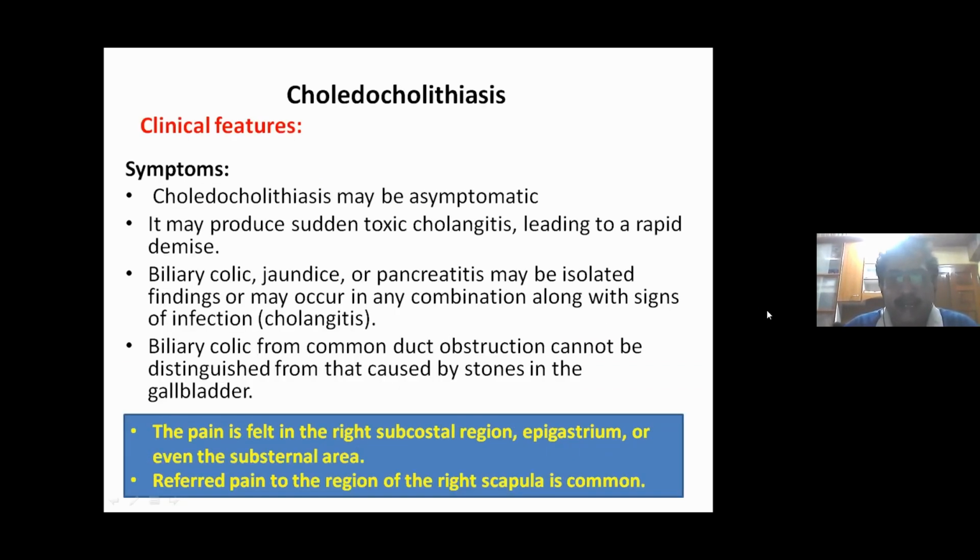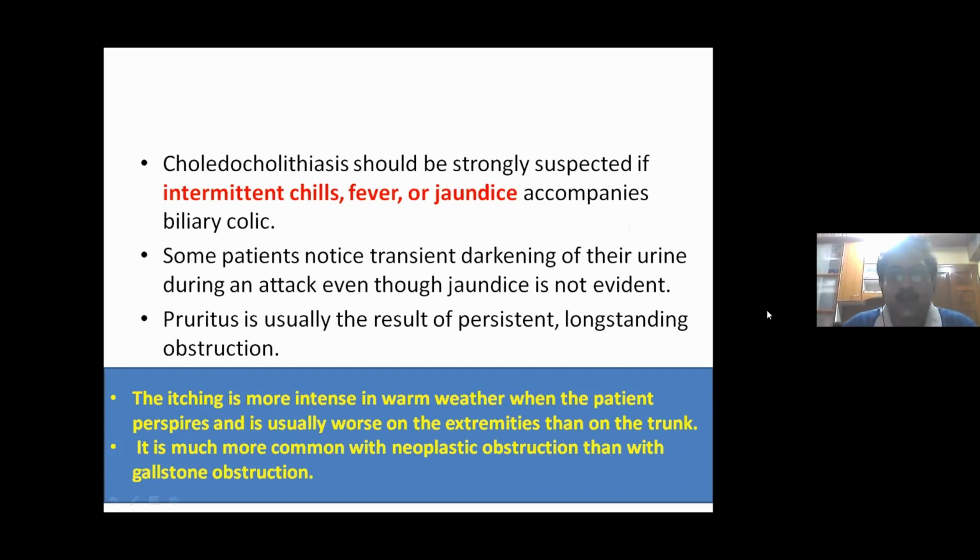Pain is felt in the right subcostal region, epigastrium, or even the substernal area. Referred pain is also common. Choledocholithiasis should be strongly suspected if intermittent chills, fever, or jaundice accompanies biliary colic. Some patients notice transient darkening of their urine during an attack, even though jaundice is not evident.